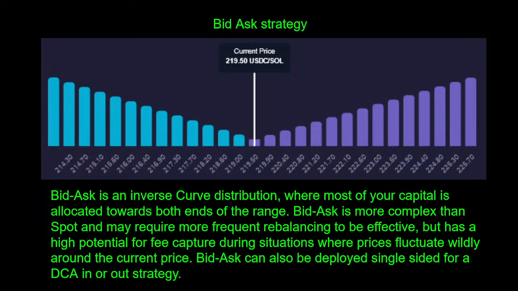So this final strategy, the bid ask strategy, is basically the inverse of the curve strategy, and herein most of your capital is being placed at the ends of the range rather than the active price. So this strategy can basically act as a DCA in or out strategy for your positions. And these are the three strategies that we have available by default. Now, using these three, we can stack them up and create our own custom strategies in these DLMM pools.